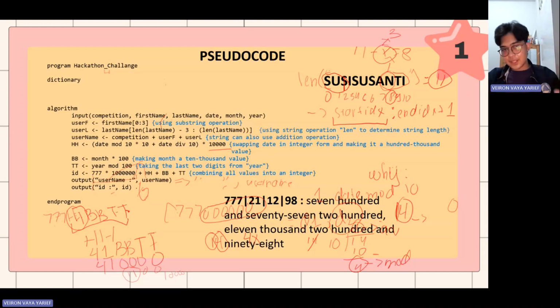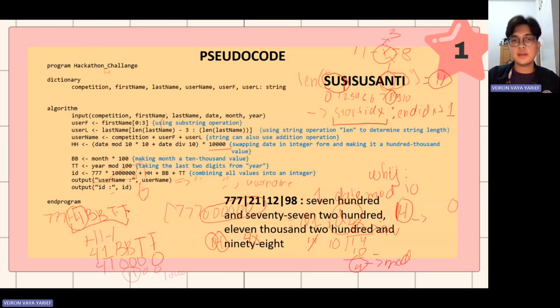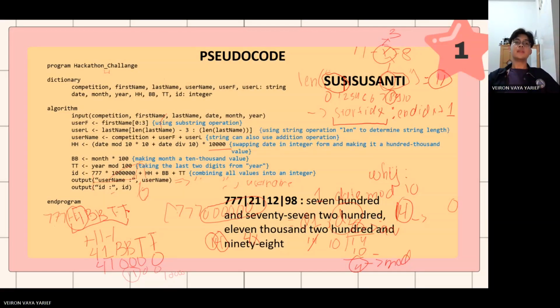After you finish your algorithm, the last thing you need to do is the dictionary. We have competition, first name, last name, username, user F, user L as strings, and month, year, HHBBTT, ID as integers. So when you need to solve a problem, start from the algorithm. Never start on the dictionary. After you complete it, you go to the dictionary.